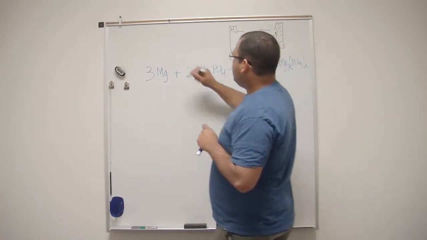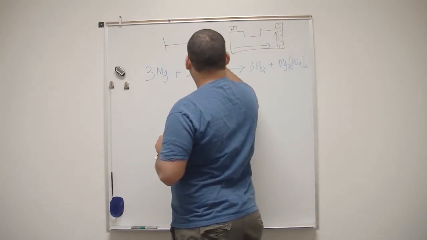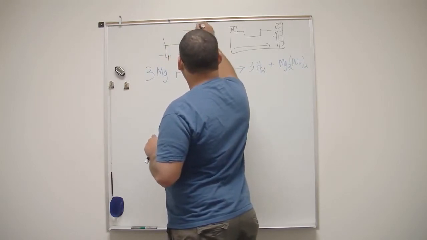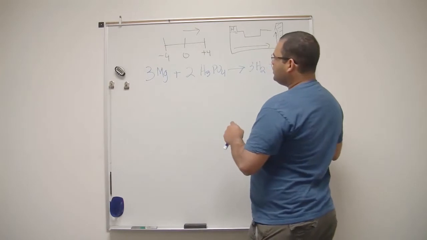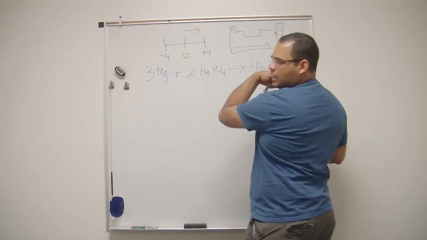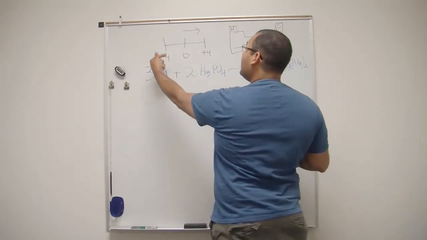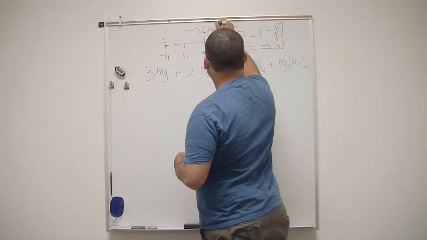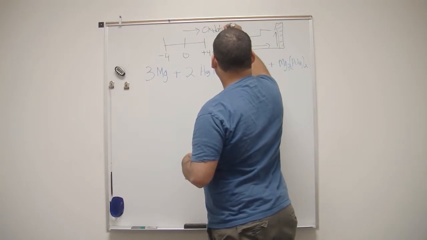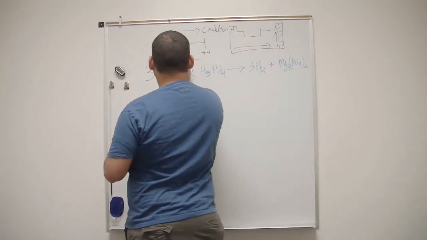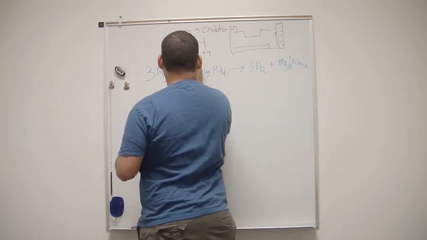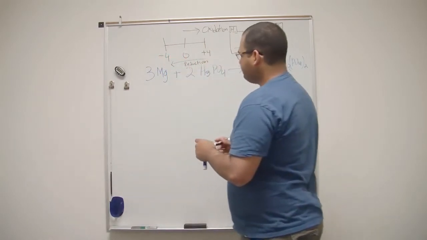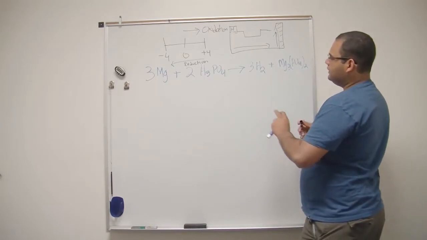And another thing is that if I have +4, -4, and a 0, every time my oxidation number goes from a 0 to a positive number, or to a bigger number, this is oxidation. And every time it goes from a bigger to a smaller number, it is reduction. Okay, let's look at this reaction.